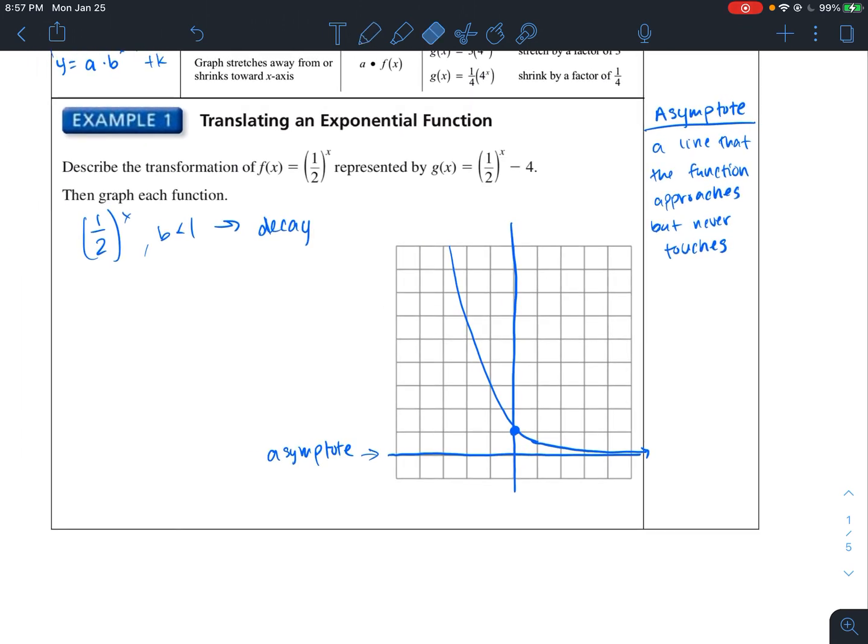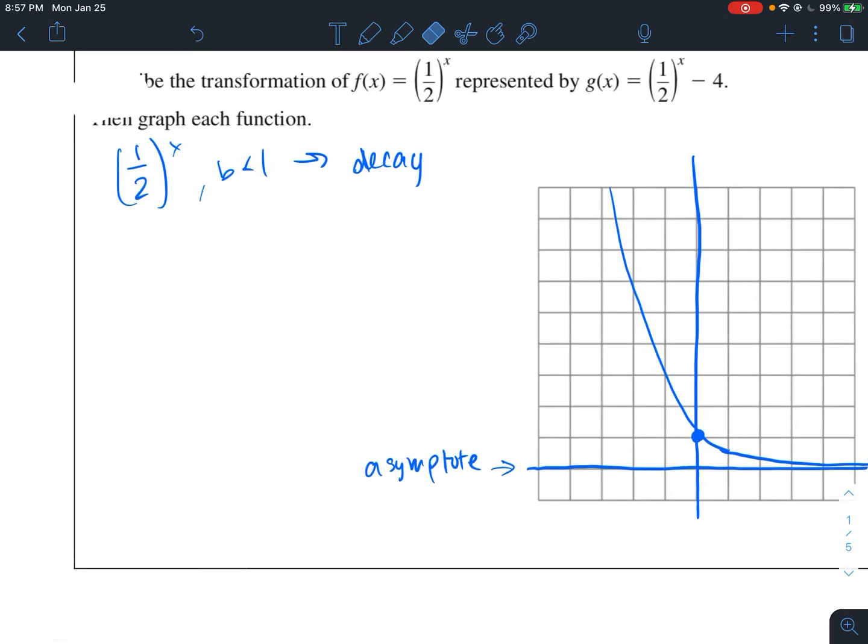So the asymptote will move with any sort of translation. So horizontal, or any sort of, I guess, vertical translation. It won't move with a horizontal translation, but with a vertical translation. So first of all, let's describe the transformation from f to g. So from f to g, we have f of x is equal to 1/2 to the x power, and then g of x is equal to 1/2 to the x power minus 4.